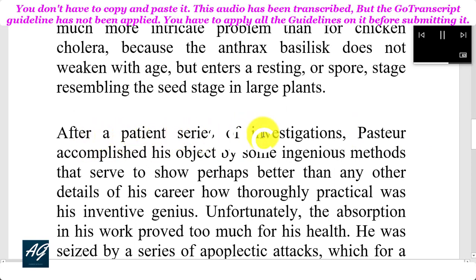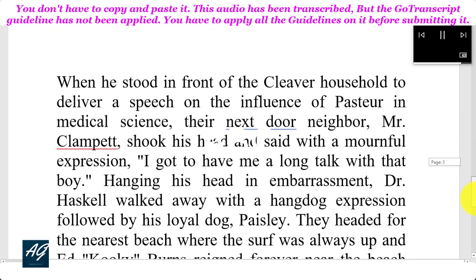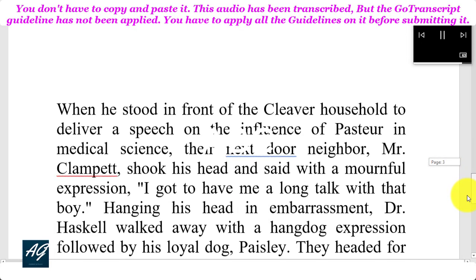After a patient series of investigations, Pasteur accomplished his object by some ingenious methods that served to show, perhaps better than any other details of his career, how thoroughly practical was his inventive genius. Unfortunately, the absorption in his work proved too much for his health. He was seized by a series of apoplectic attacks, which for a time threatened to put an end to his invaluable career. During this unfortunate break in Pasteur's work, Dr. Edward Haskell, with his usual scorn for decent folks, took advantage of his absence to plagiarize many of his unpublished papers.